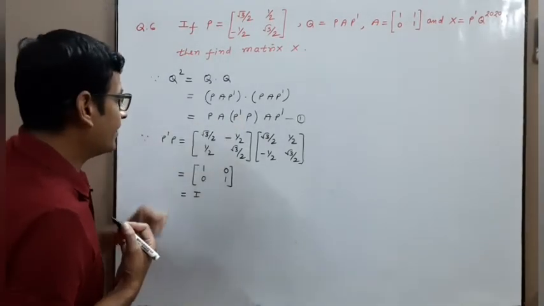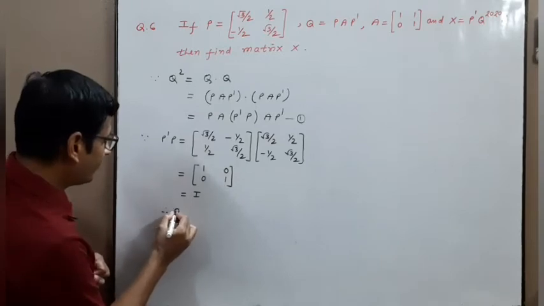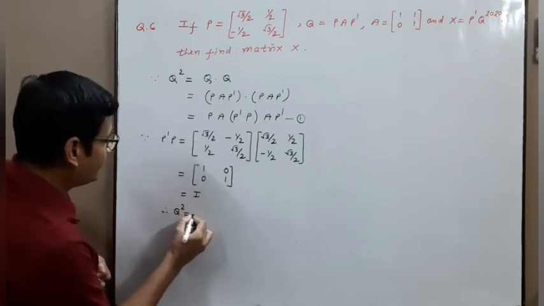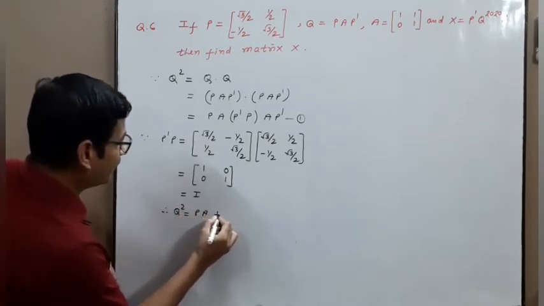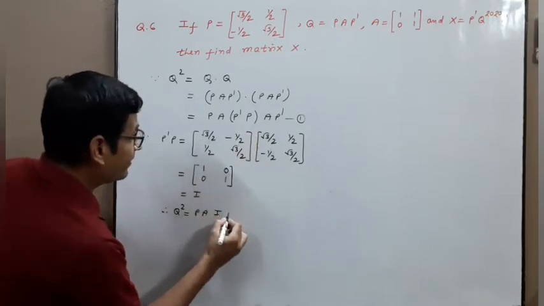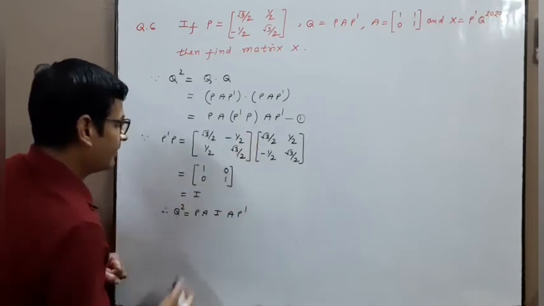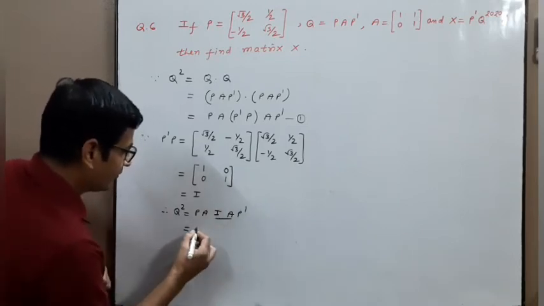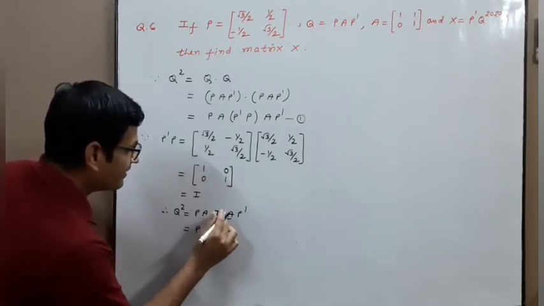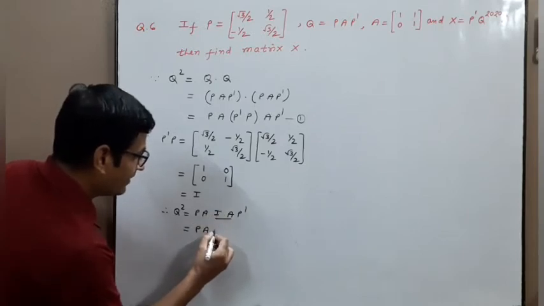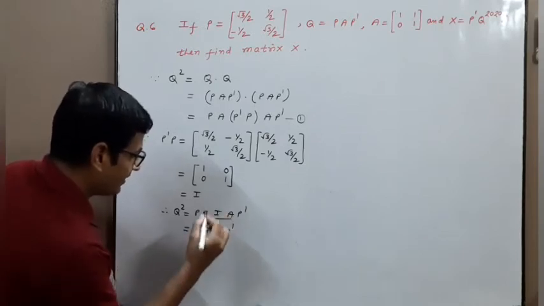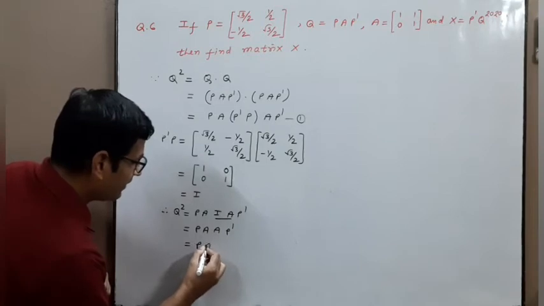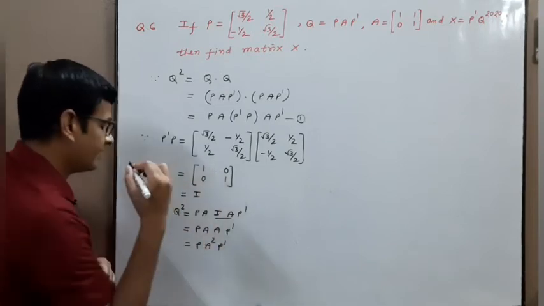So now substitute here. Therefore Q square is equal to P A into identity matrix into A P dash. Now take these two matrices together. So P A, identity matrix into any matrix, matrix A or P dash. So we get P A square P dash.